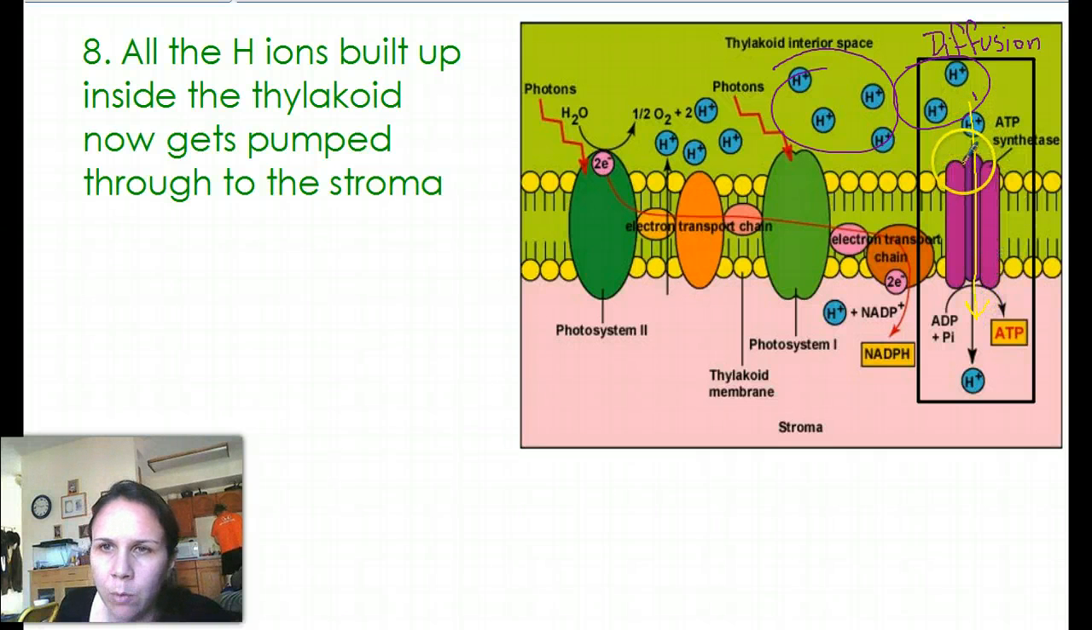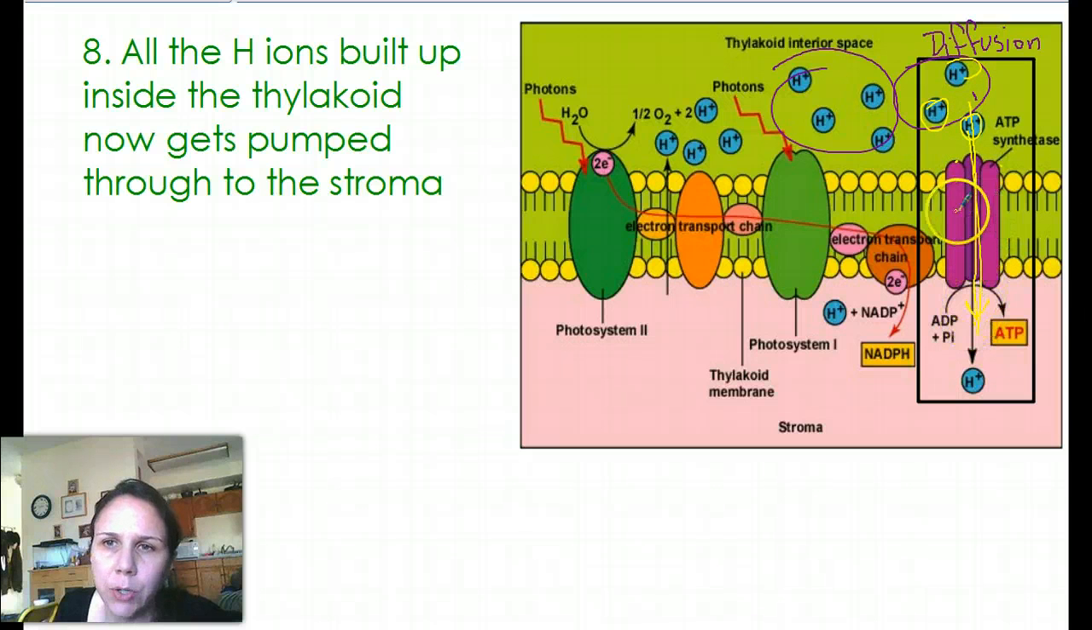other side. Well, what kind of protein is this that makes a hole? A channel protein. Okay? We learned last unit that a little protein that has a hole in the middle for things to go through is a channel protein. So all these little hydrogens find this hole and say, here, let me just slide right through there.